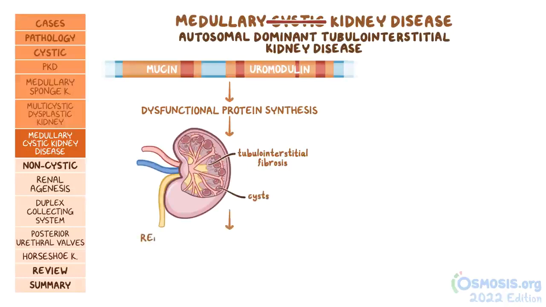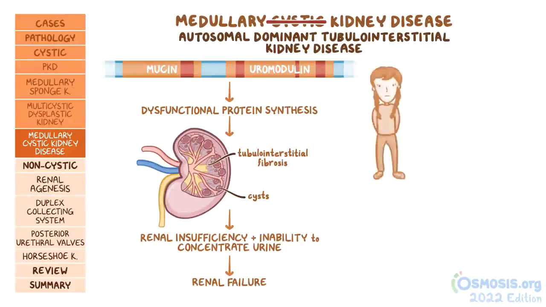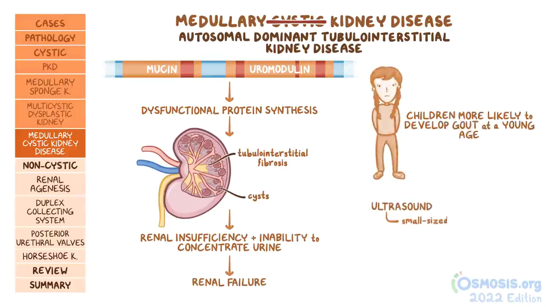Over time, this leads to renal insufficiency with inability to concentrate urine, and eventually renal failure. Now, an important clue is that children with this disorder are more likely to develop gout at a young age. A kidney ultrasound shows small-sized kidneys, while medullary cysts are usually not visualized.